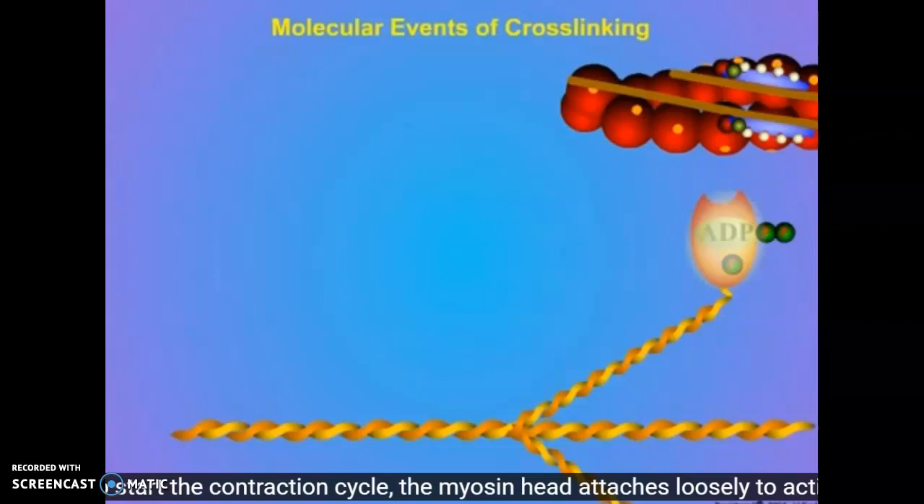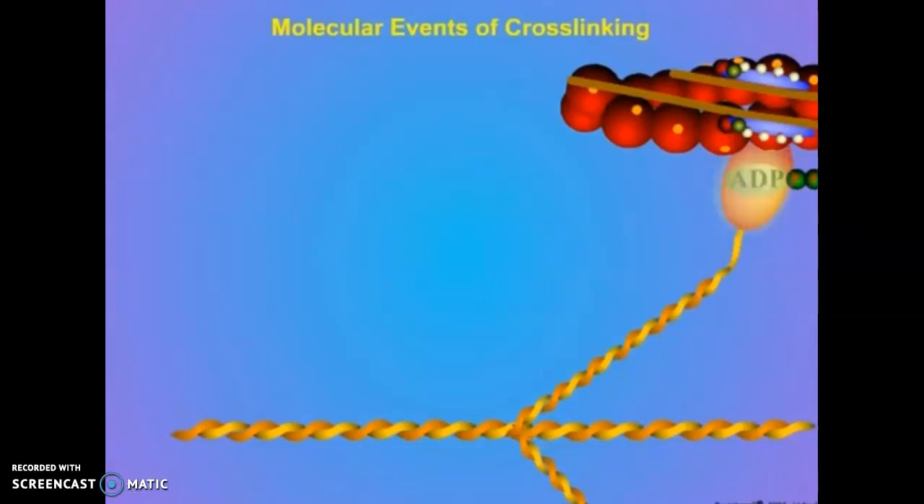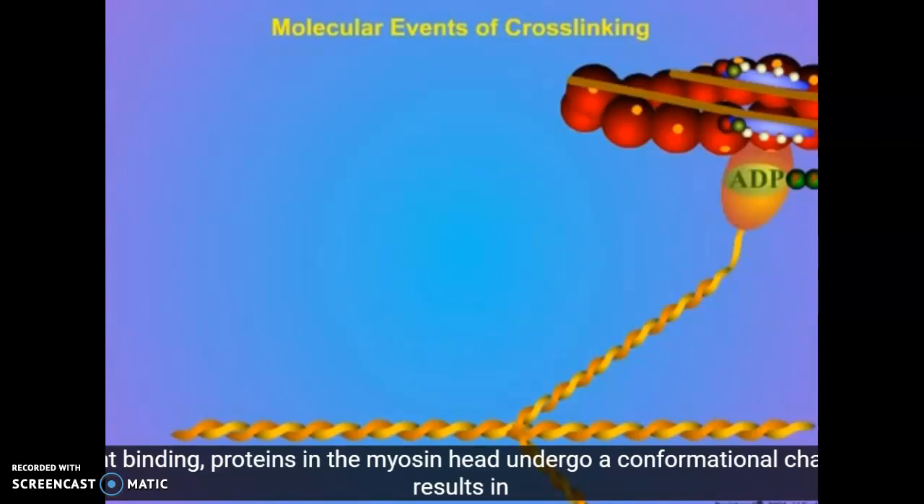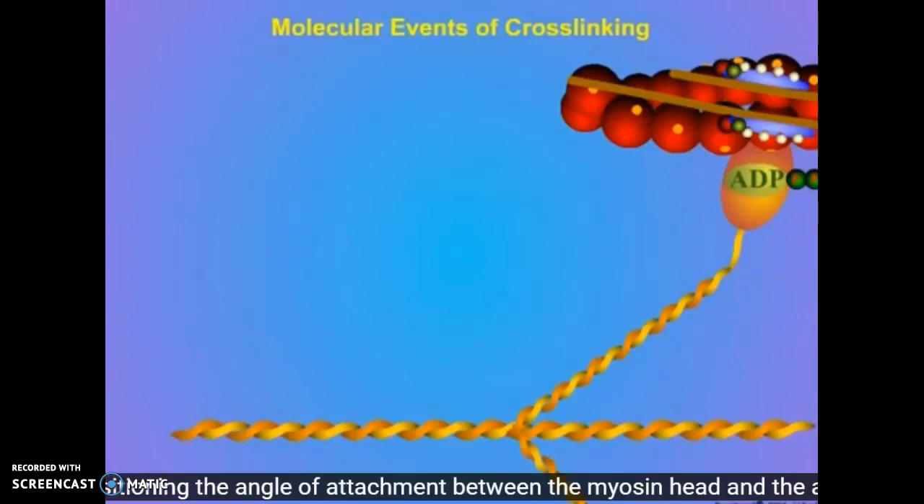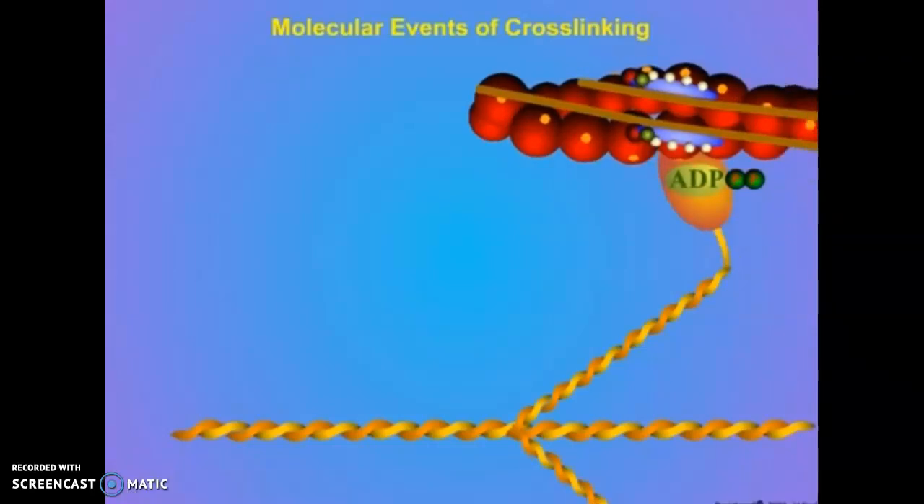To start the contraction cycle, the myosin head attaches loosely to actin, then releases the inorganic phosphate, which causes tight binding with the actin. After tight binding, proteins in the myosin head undergo a conformational change that results in repositioning the angle of attachment between the myosin head and the actin. The shift to the new conformation pulls the actin along the myosin.